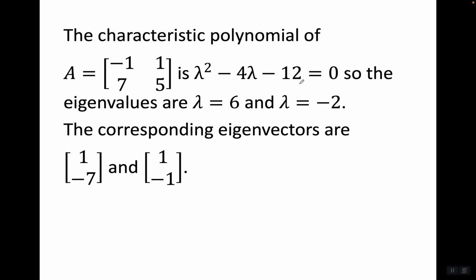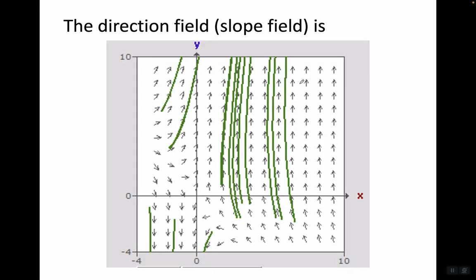The characteristic polynomial of A equals negative 1, 1, 7, 5 is lambda squared minus 4 lambda minus 12 equals 0. If you factor it, you find the eigenvalues are lambda equals 6 and lambda equals negative 2. And the corresponding eigenvectors are (1, negative 7) and (1, negative 1). You can find these using Wolfram Alpha or Mathematica or a TI Inspire, or you can just do it by hand. The direction field, slope field, looks like this. You can use any direction field or slope field plotter to generate this.